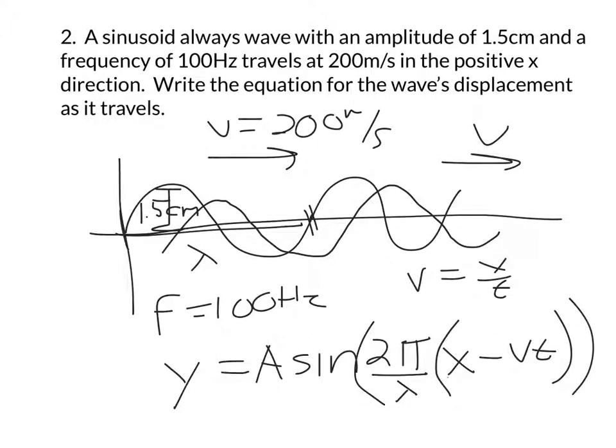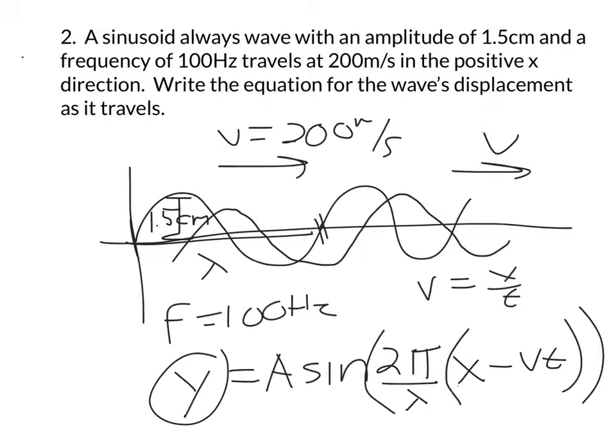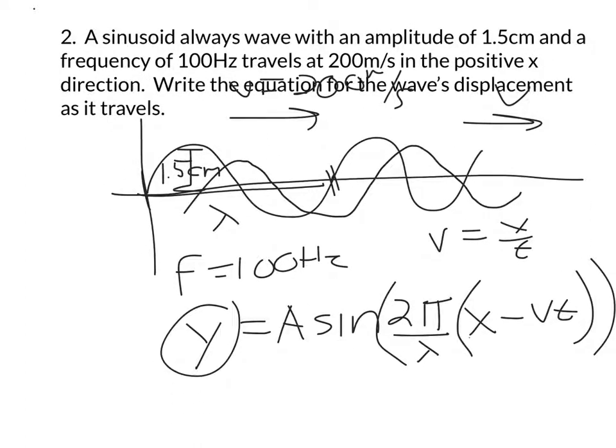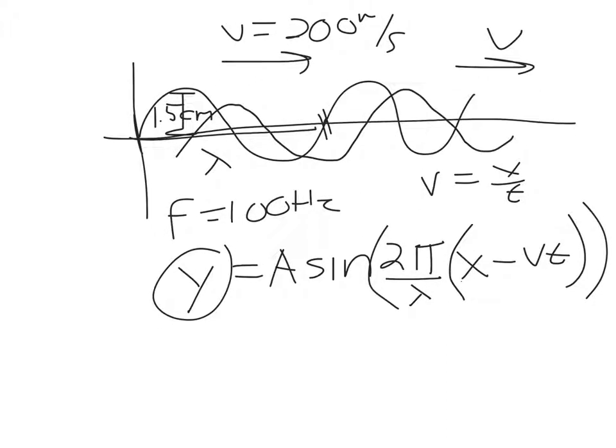So the y position, or the vertical displacement, would be equal to a sine of 2 pi over lambda times x minus vt. And then we can plug in what we happen to know for this wave. What do we know for this wave? Well, the vertical displacement will be equal to the amplitude. The amplitude is 1.5 centimeters, or 0.015 meters, times the sine of 2 pi over lambda, the wavelength.